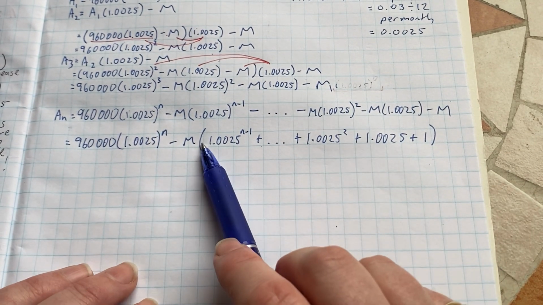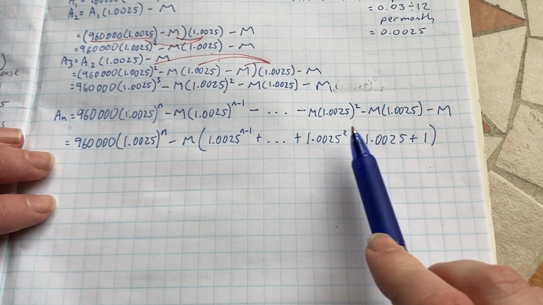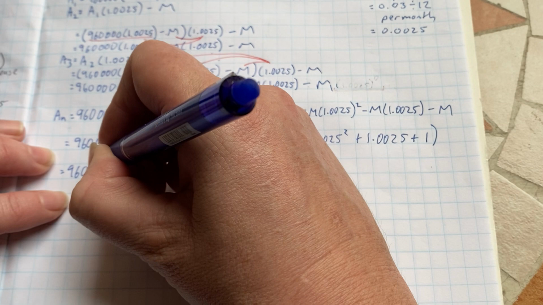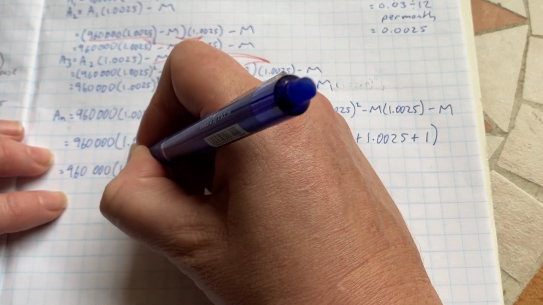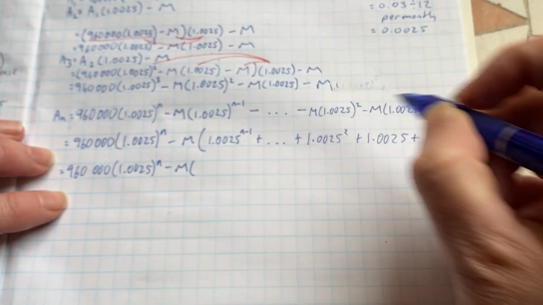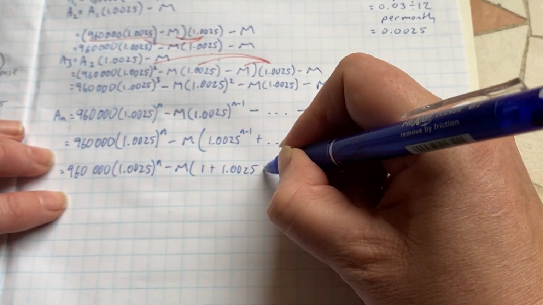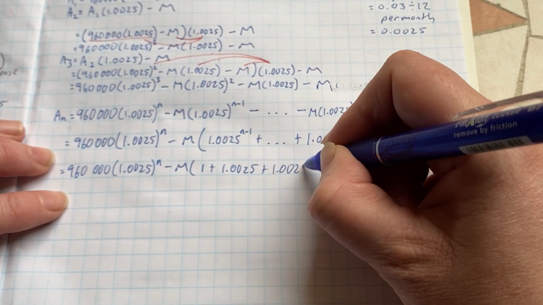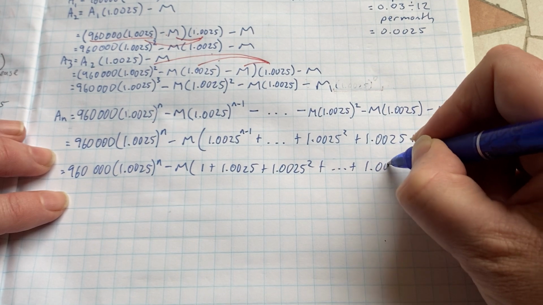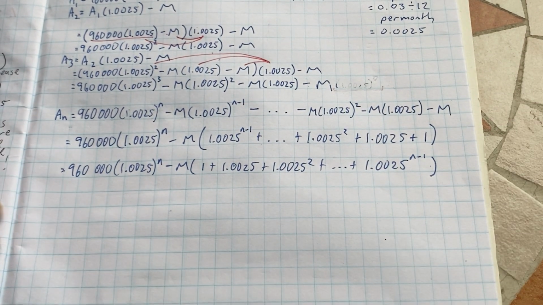And then the next thing is just to turn this around. So we write that one first, then that one, and so on. So 960,000 1.0025 to the power of n minus m. So 1 plus 1.0025 plus 1.0025 squared plus dot, dot, dot. And the last one is 1.0025 to the power of n minus 1.